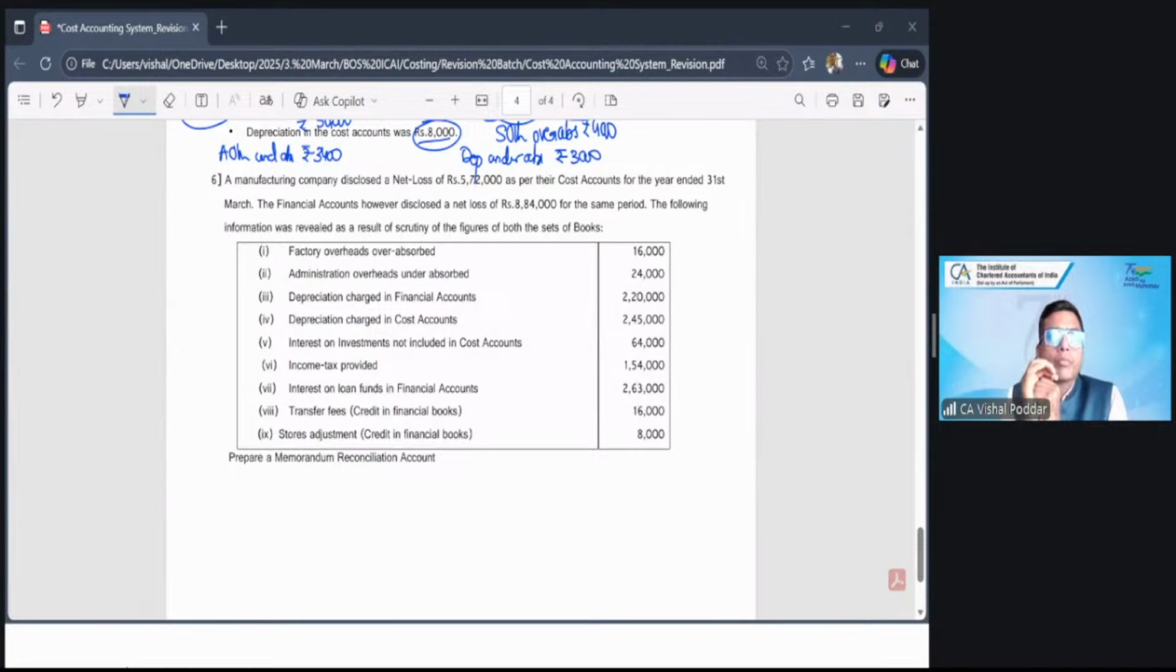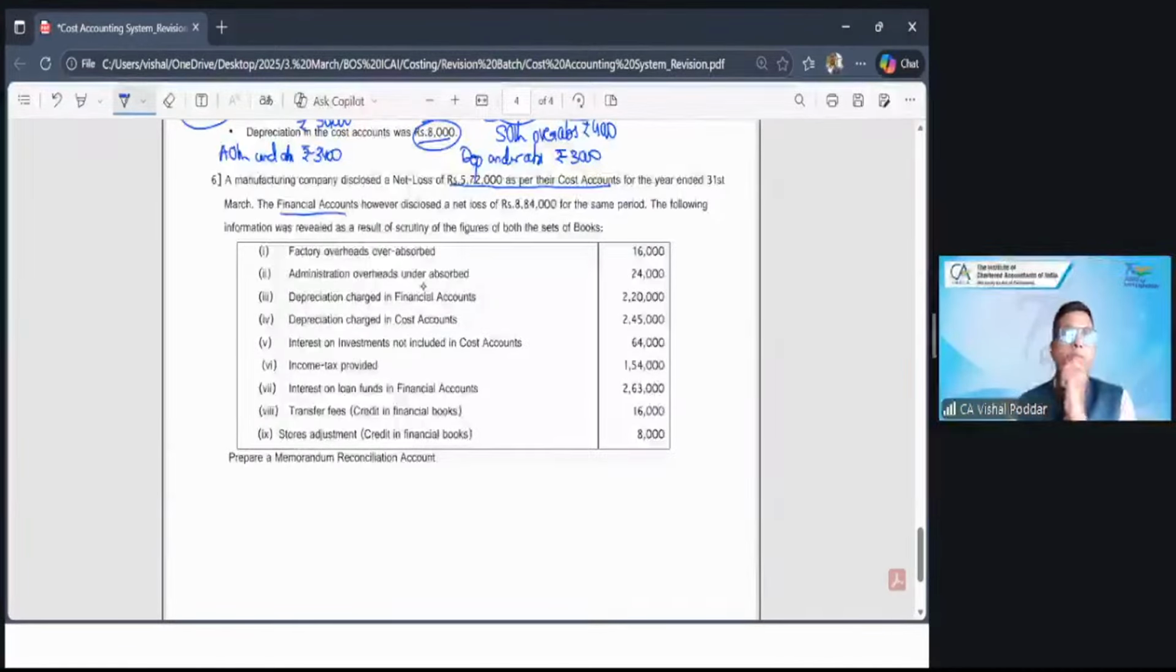Now, in this question, you are given figures of loss. One is as per costing, one is as per financial. So both are given. We can take any one as the starting point. Here there is nothing to get confused. Both these hands will represent losses. Till now both these hands were representing profits. Now both will represent loss. So this is my loss as per costing. This is my loss as per financial.